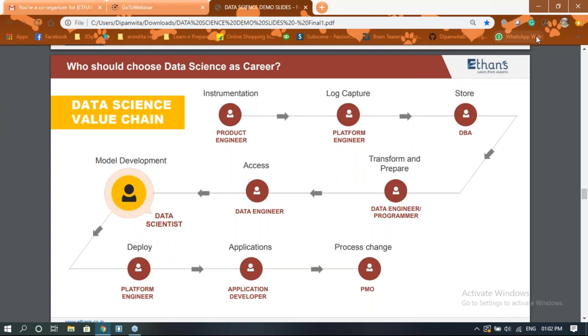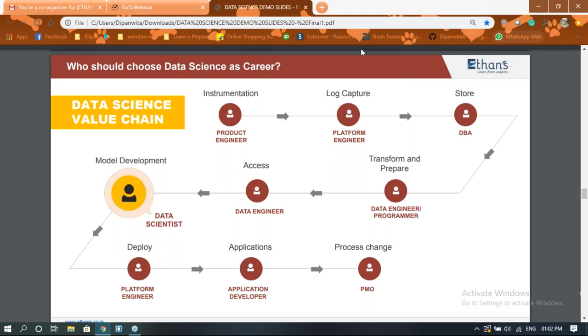So the data engineers are the ones who use different tools and technologies to source data from different sources. It could be structured, it could be unstructured. They take the data, they source it, they stream it, they process it, and provide the data scientists with data which is useful for modeling and performing data science. Okay, so that is where the data scientist comes in.